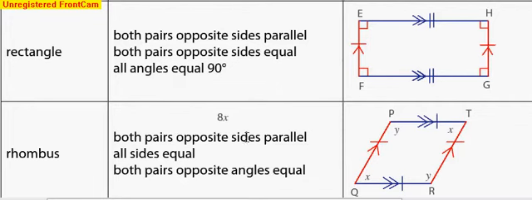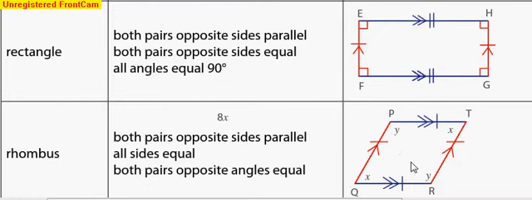Next we focus on the rhombus. For the rhombus we have in fact all 4 sides the same length. So PT, TR, QR, PQ, they all have exactly the same length. The opposite sides, these red sides, run parallel to each other. The opposite blue sides also run parallel to each other.